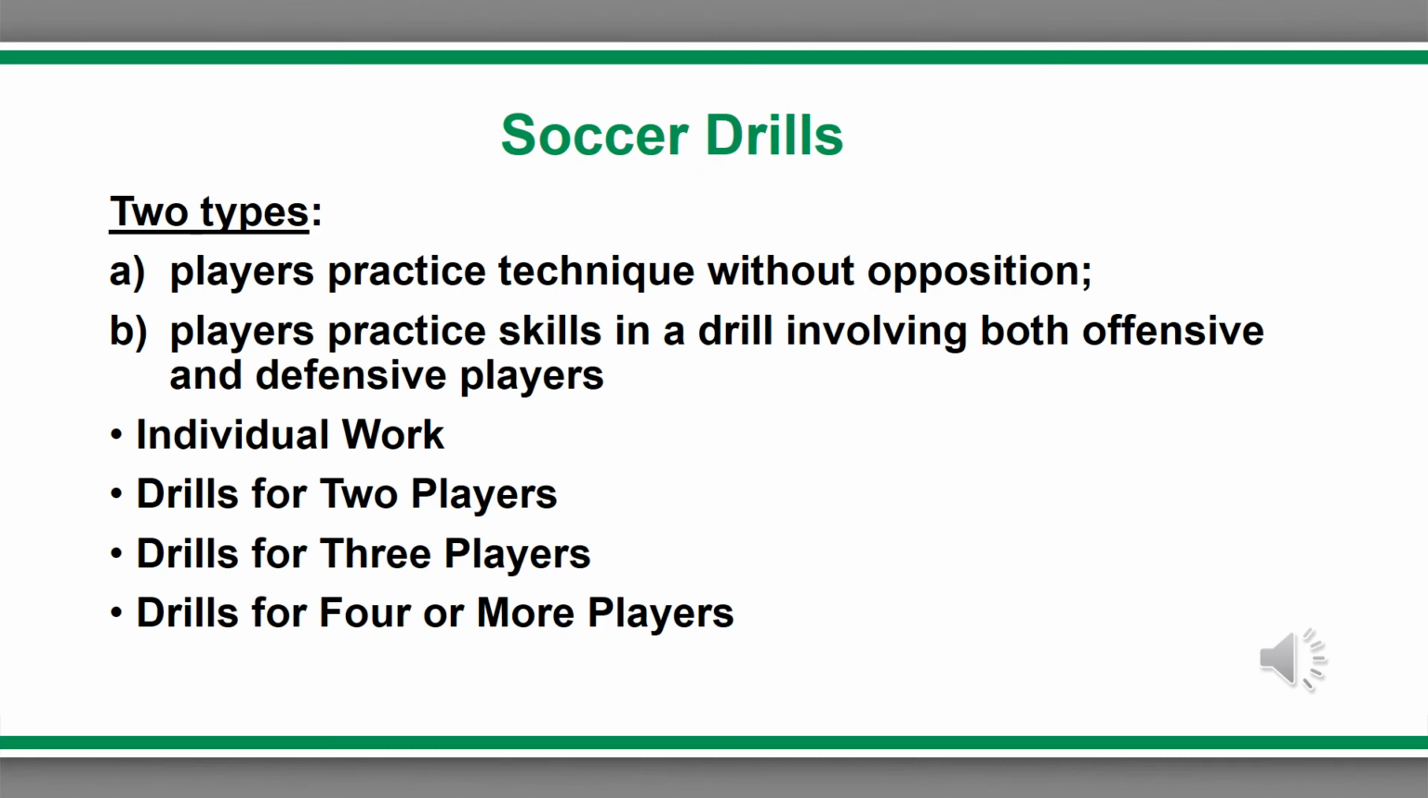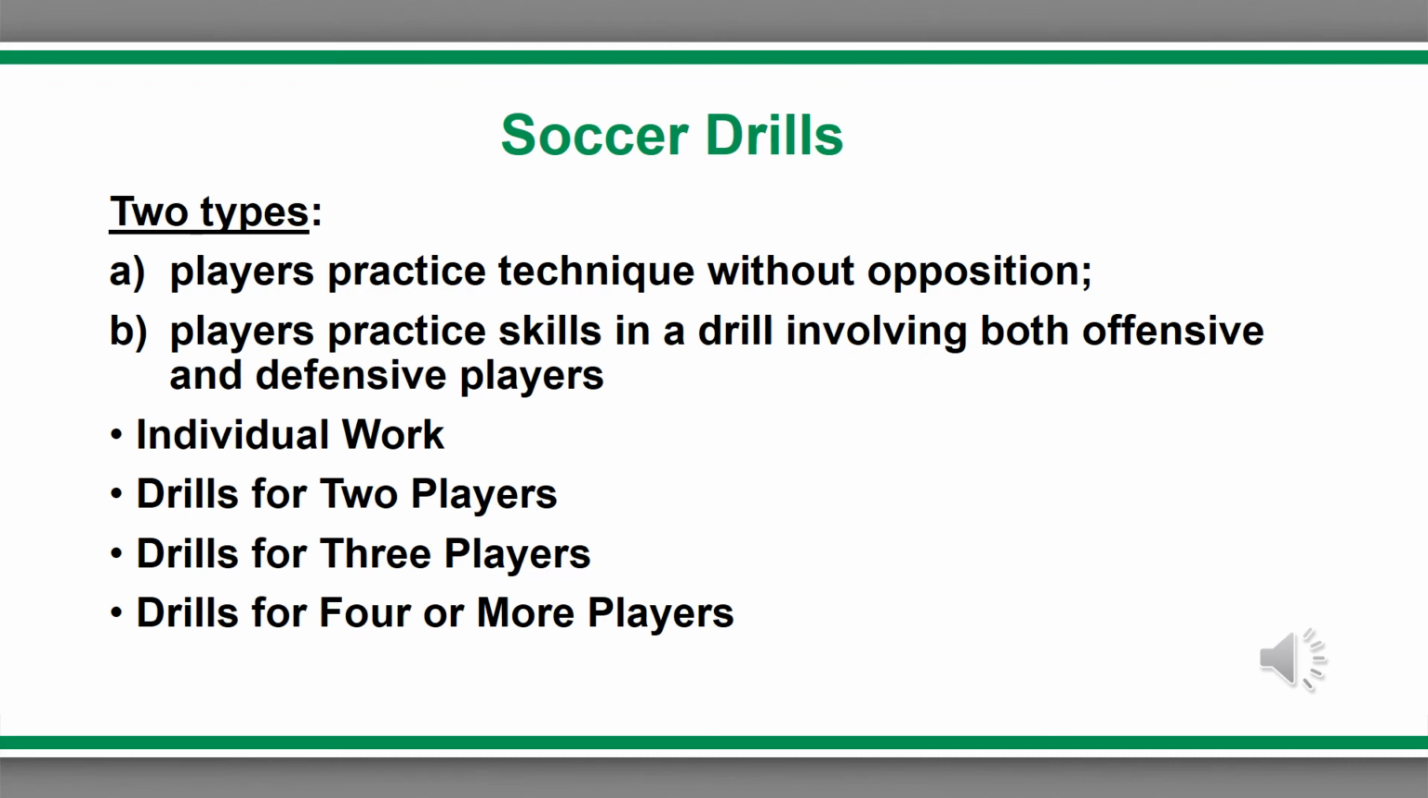So when you're doing your soccer drills, I want you to know there's 2 types. The first type is where the players or students are going to practice without opposition, without defense on them. They're going to dribble the soccer ball or pass the soccer ball, and there's nobody on defense on them. Then the other type of soccer drill is where they're going to practice the skills in a drill, but they're going to have a defensive person against them. Okay, so those are your 2 different types of drills.